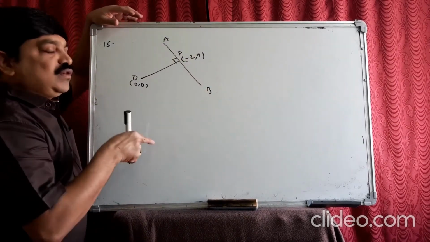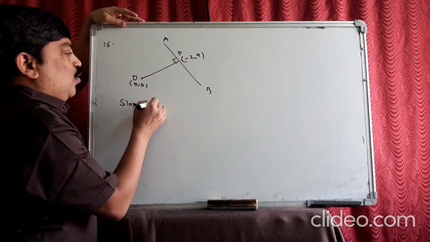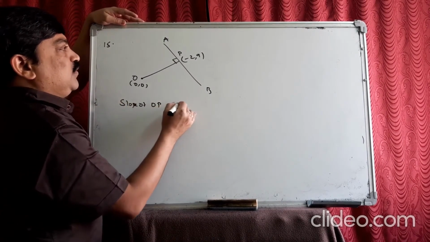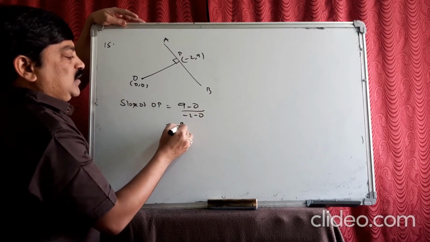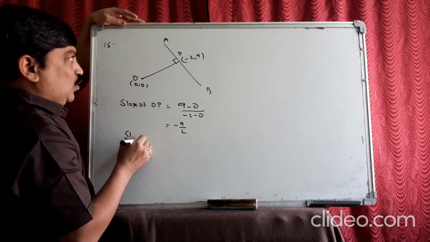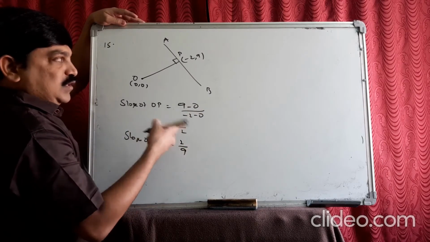To find out the equation of line, we need slope. First of all, we will find out slope of OP. OP is y2 minus y1 by x2 minus x1, minus 9 by 2. Then what will be slope of AB? Slope of AB is 2 by 9, negative reciprocal.